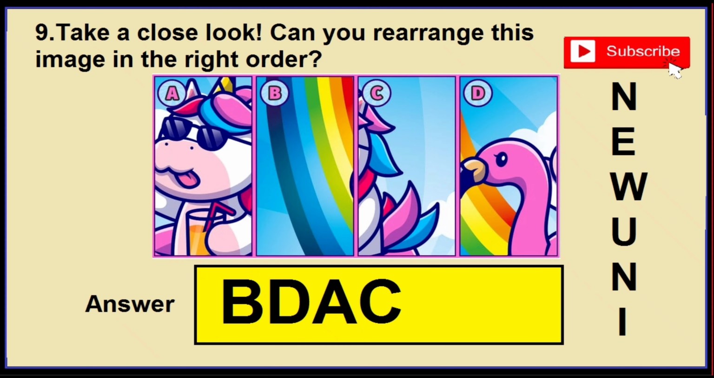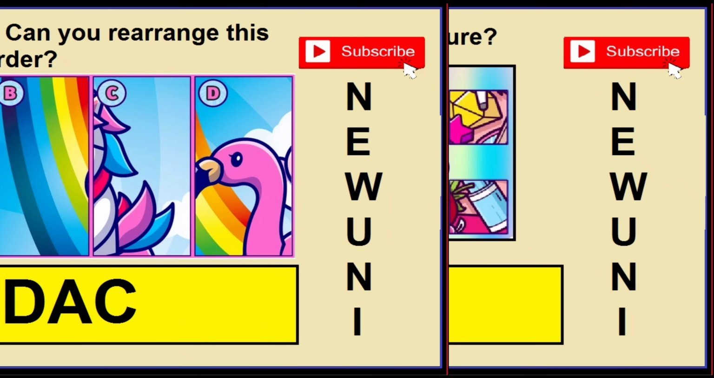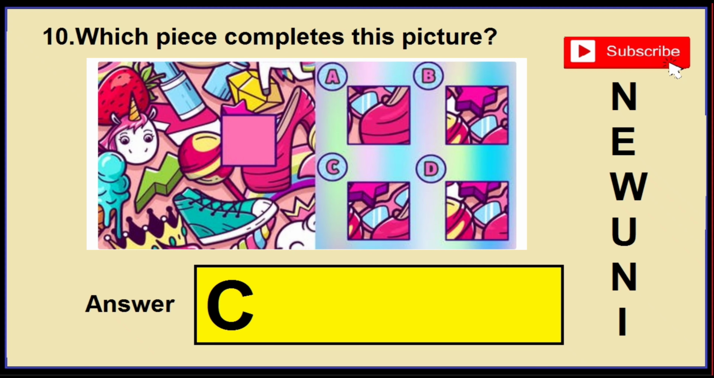Now for question number 9, you can see the correct answer is BDAC, and since BDAC can connect all, we have clicked BDAC as the correct answer for question number 9. Now for question number 10, you can see that the options look similar, but you have to click C to get a 100% score in this quiz, so just click C for question number 10.